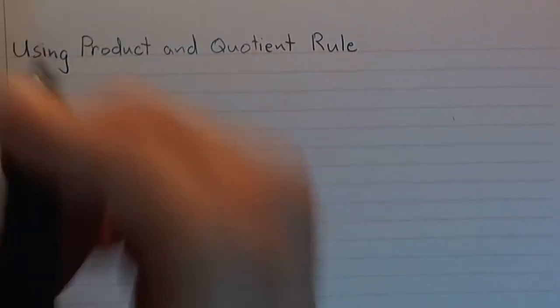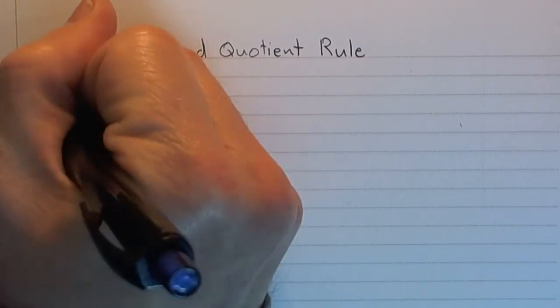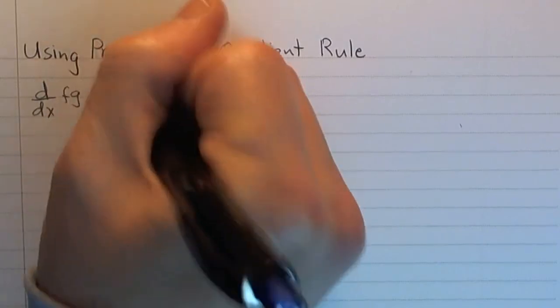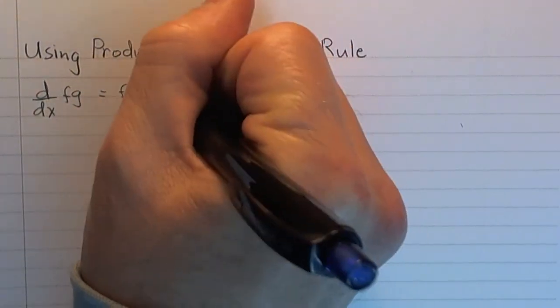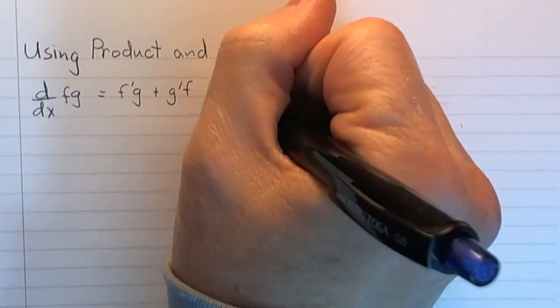So we've got these two rules. We've got the product rule that says if you want to differentiate a product, you're going to take the derivative of the first times the second plus the derivative of the second times the first. And we've also got the quotient rule.